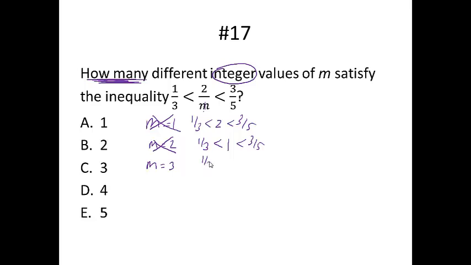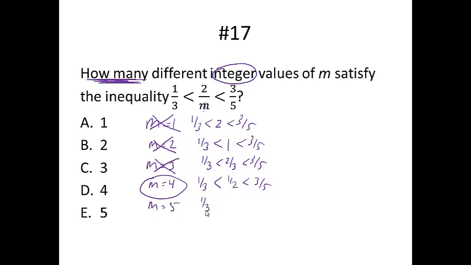Let's try 3. Get 1/3 is less than 2/3, which is less than 3/5. Well, 2/3 is not in between 1/3 and 3/5, so 3 doesn't work. So let's try 4. So if I do that, 2/4 would be 1/2, which is less than 3/5. And then is 1/2 in between 1/3 and 3/5? Yes, it is. So m equals 4 works. Let's try 5. We'll get 1/3 is less than 2/5, which is less than 3/5. And 2/5 is in between 1/3 and 3/5. So that works as well.